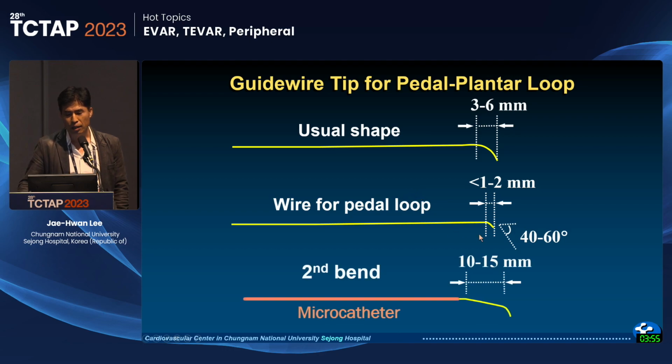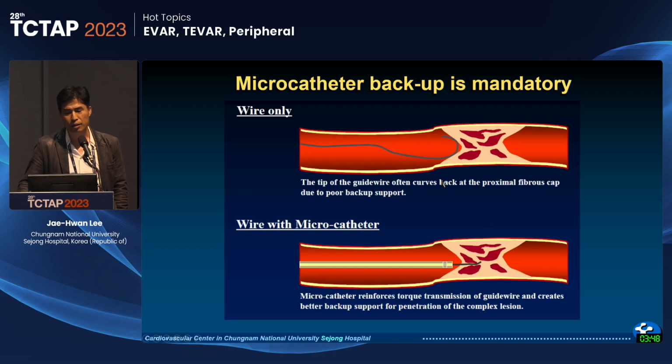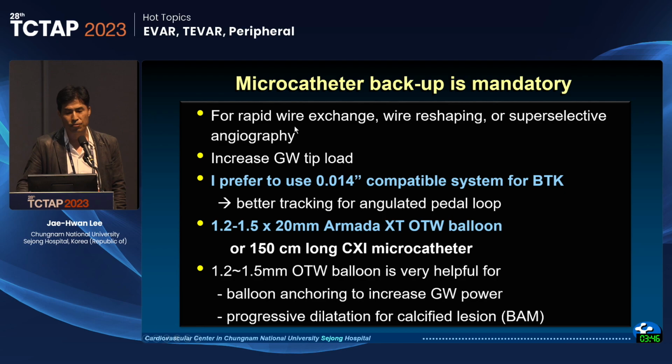The guidewire tip should be a distal tip, but it's very short. It's like a CTO intervention. And microcatheter backup is mandatory for rapid wire exchange, wire reshaping, super selective angiography, and increasing tip load.